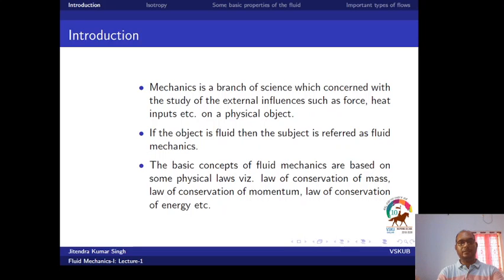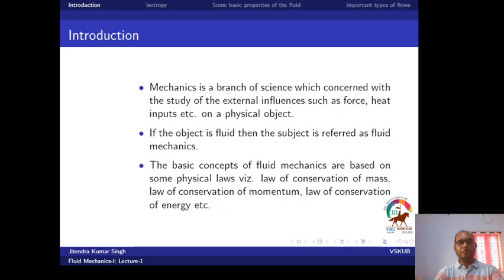What is mechanics? Mechanics is a branch of science which is concerned with the study of external influences such as force, heat inputs, etc. on some physical object. If that physical object is a deformable fluid, then the subject is said to be fluid mechanics. And if the deformable object is solid, then it is the subject of solid mechanics.